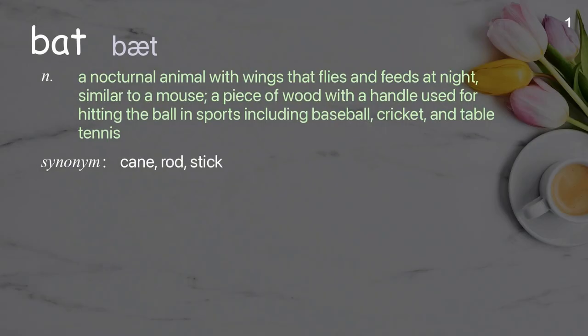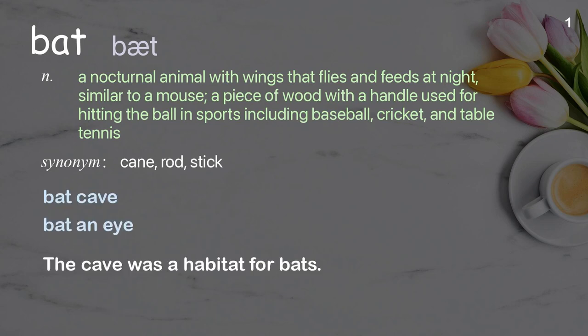Bat. A nocturnal animal with wings that flies and feeds at night, similar to a mouse. Also, a piece of wood with a handle used for hitting the ball in sports including baseball, cricket, and table tennis. Examples: Bat cave. Bat an eye. The cave was a habitat for bats.